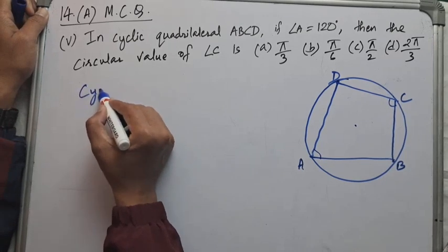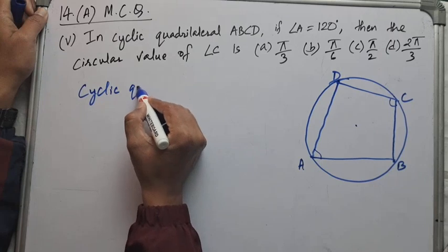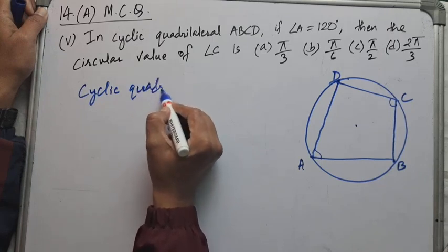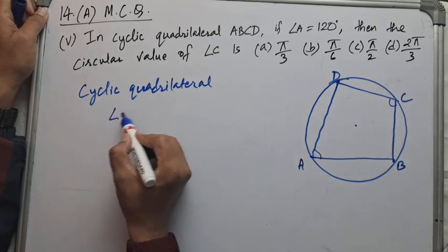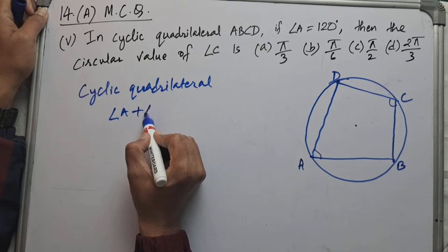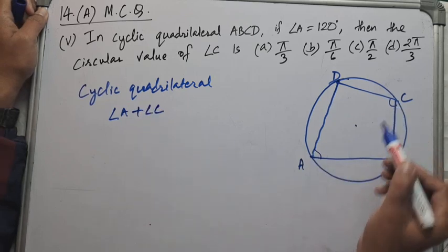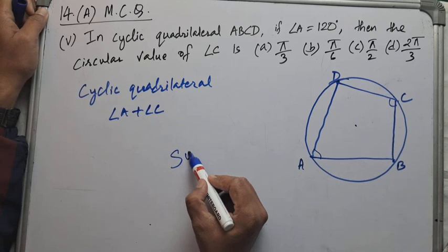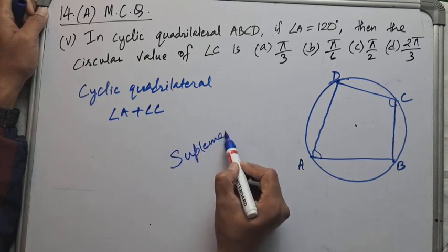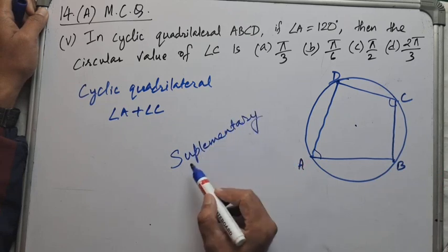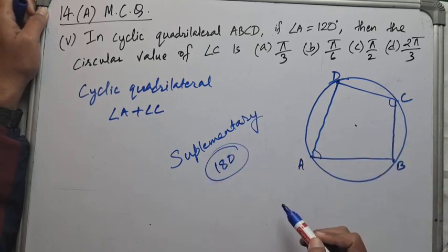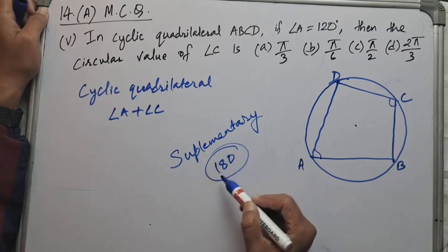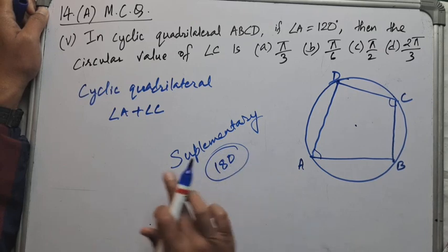Cyclic quadrilateral means angle A plus angle C. Angle A and angle C are supplementary to each other. The word supplementary means sum of these two angles will give us 180 degree. Okay. Complementary means sum of two angles will give us 90 degree, and supplementary means sum of two angles will give us 180 degree. Okay.